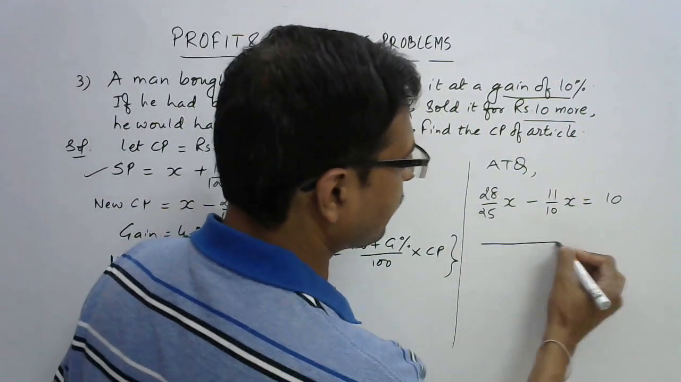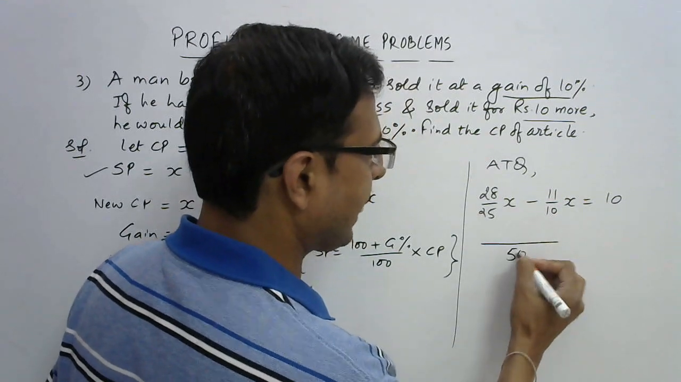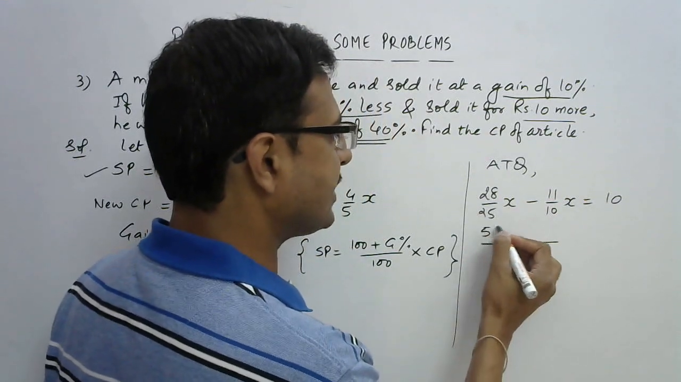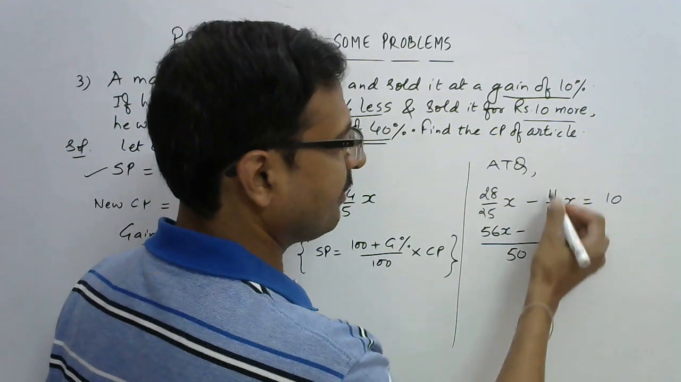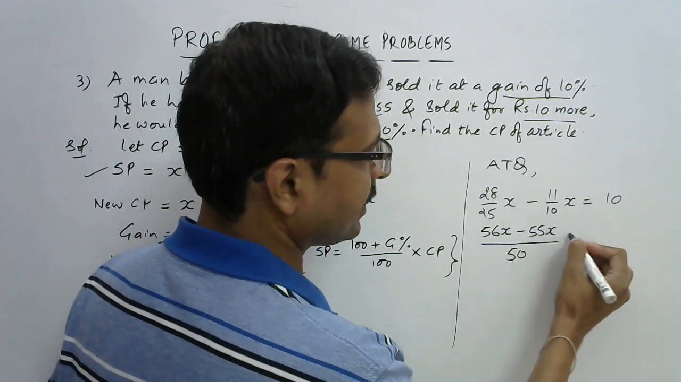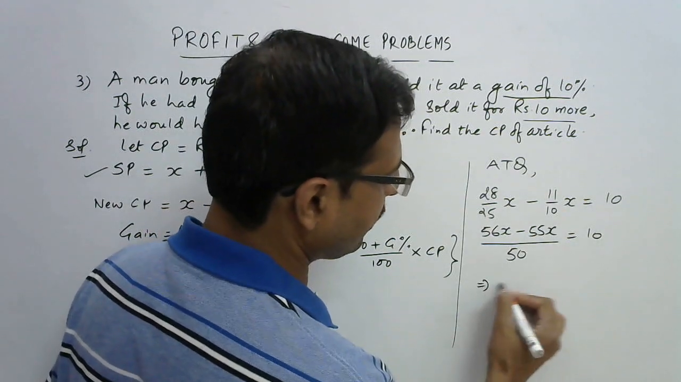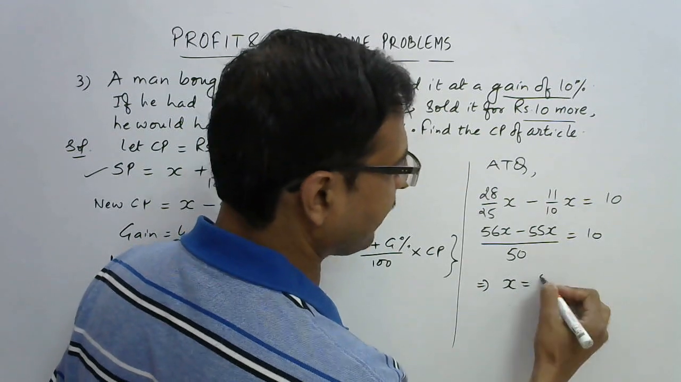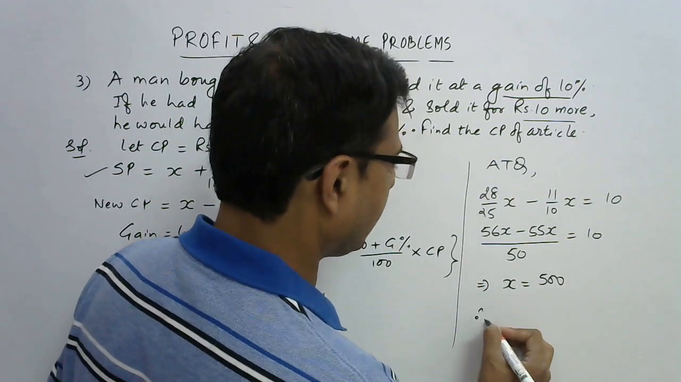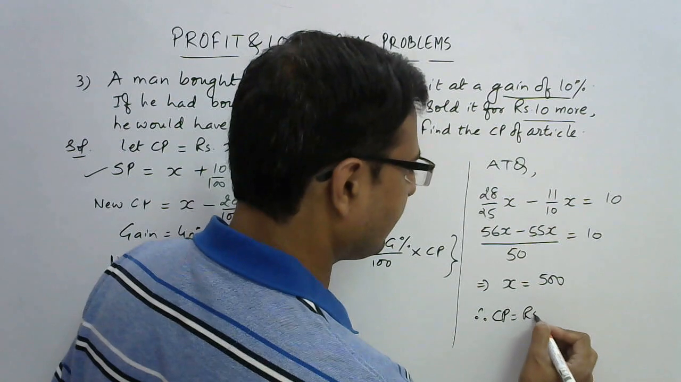The LCM of 25 and 10 is 50. So we have 56x minus 55x upon 50 is equal to 10, thereby giving you the value of x as 50 into 10, 500. Therefore, the cost price of the item is rupees 500.